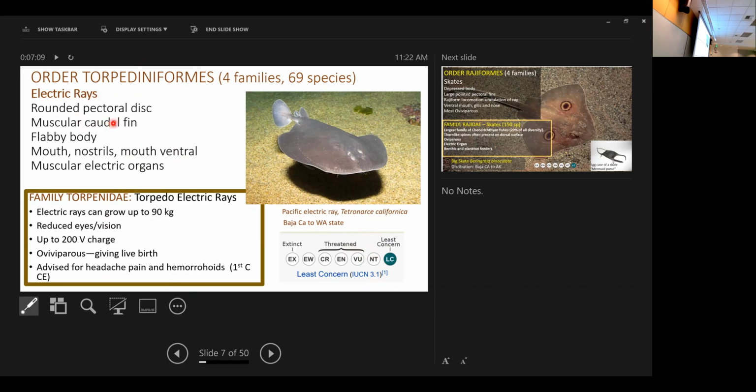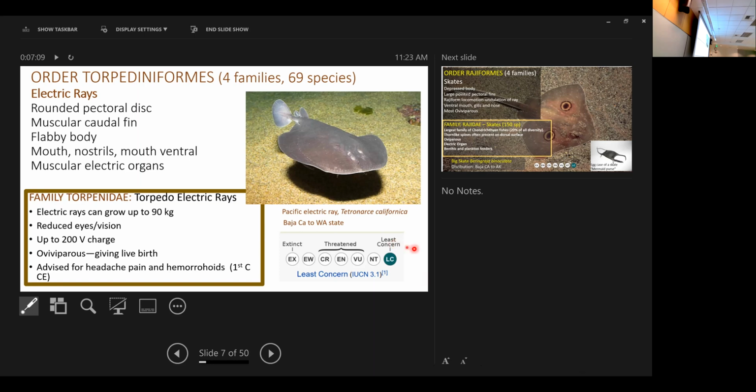The characteristics of these guys, in addition to having these electric organs, which are a muscular organ, they contract the muscles and then release an electric charge, which can be quite shocking. They have a rounded pectoral disc, so they're very, very round. They have this very muscular caudal fin, so they're a ray with this very shark-like posterior, essentially. The body is very flabby. It's totally notable when you see them. They're just kind of chunky. And then, like all rays, they have the nostrils and mouth ventral with spiracles on the dorsal side.